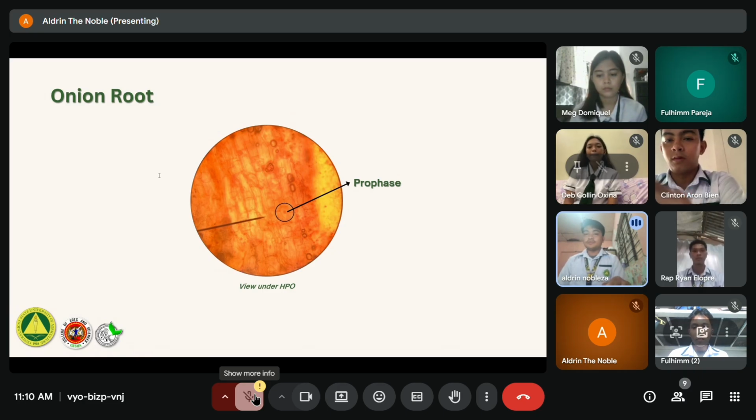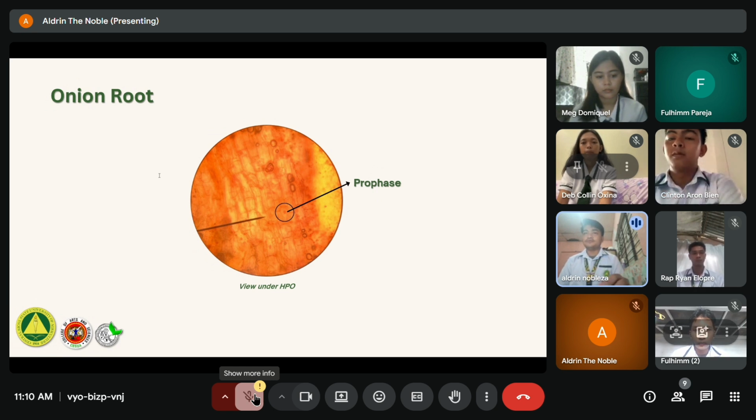So the root tip is the best place to observe mitosis because it contains the meristematic region, where cells are actively and continuously dividing. This region drives the growth of the root, so it normally shows all the stages of mitosis: prophase, metaphase, anaphase, and also telophase. However, as you can see in this image, the only mitotic stage that we were able to observe clearly was prophase. Our professor also confirmed that the cell we identified is indeed in the prophase stage.